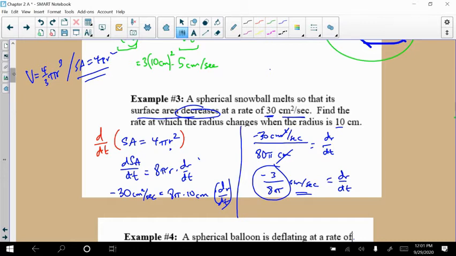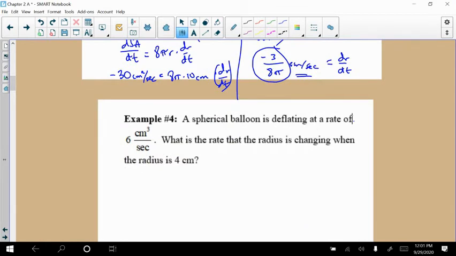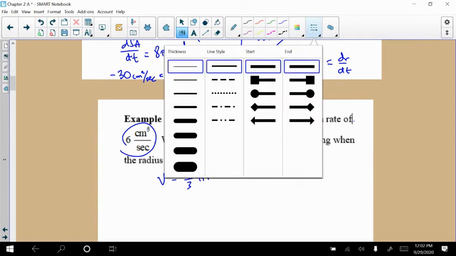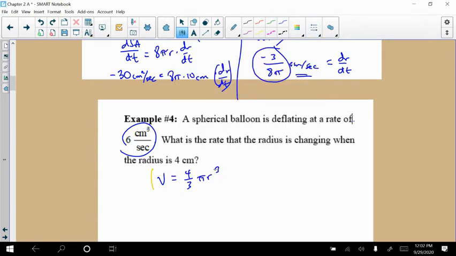Okay, now another example with a sphere. This one, a balloon. It says it's deflating at a rate of 6 cubic centimeters per second. And already I'm paying attention to the context, right? Cubic centimeters, that's volume. And so I want to start with my volume of a sphere formula, which we said was 4/3 pi r cubed, and I want to introduce the element of time. So I'm going to d dt both sides.